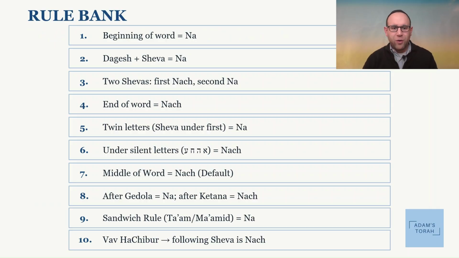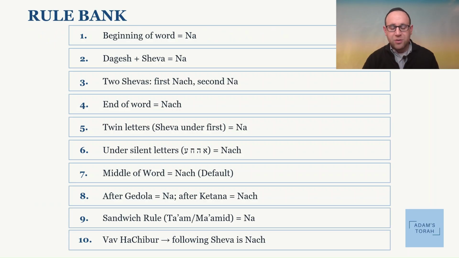Rule number 4, if you have a Sheva at the end of the word, that is a Sheva Nach. And as we mentioned, even if you have two Shevaim at the end of the word, they are both Nach. Rule number 5, if you have twin letters, the letter is repeated, and there's a Sheva underneath the first, that Sheva is pronounced as a Sheva Na. Rule number 6, if you have a Sheva underneath one of the 4 silent letters of Aleph, He, Het, or Ayin, that is a Sheva Nach. Just as the letter is silent, so too the Sheva is silent.